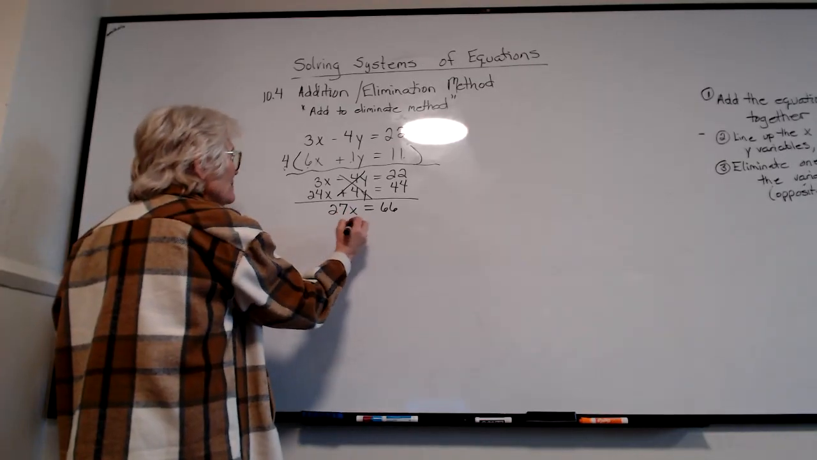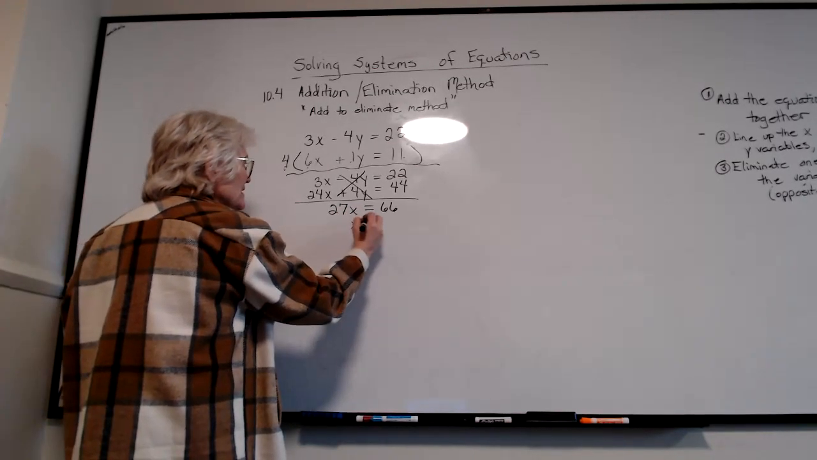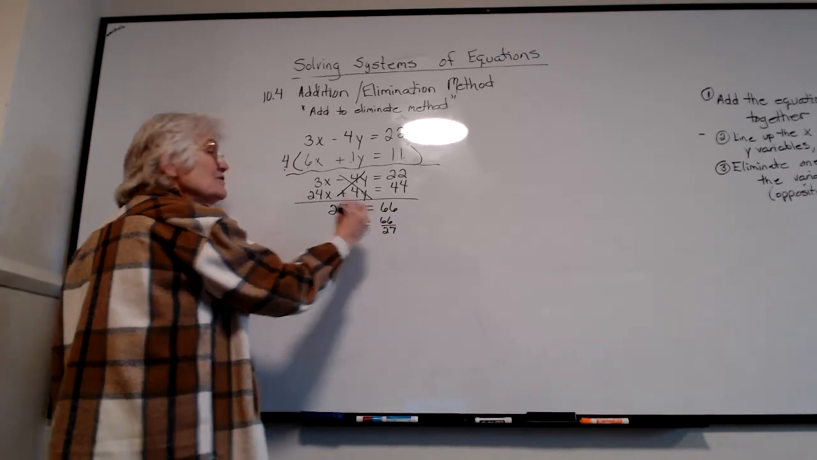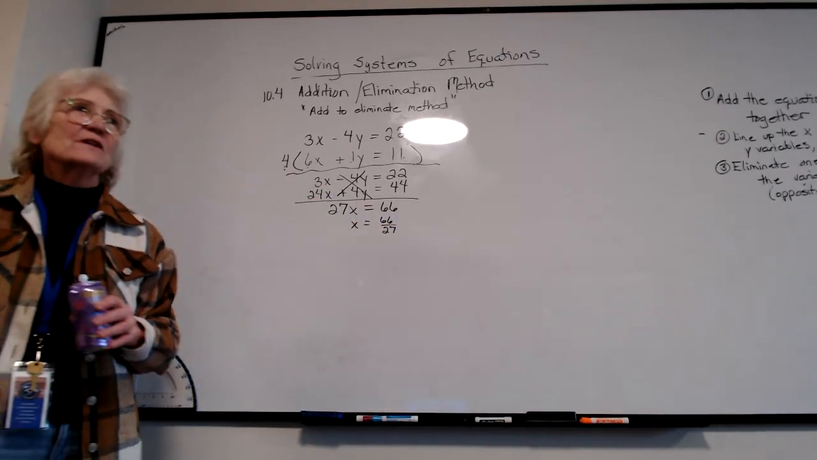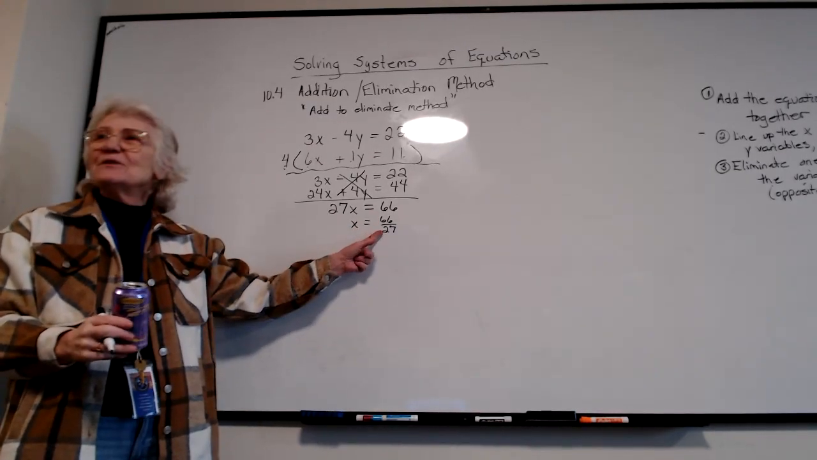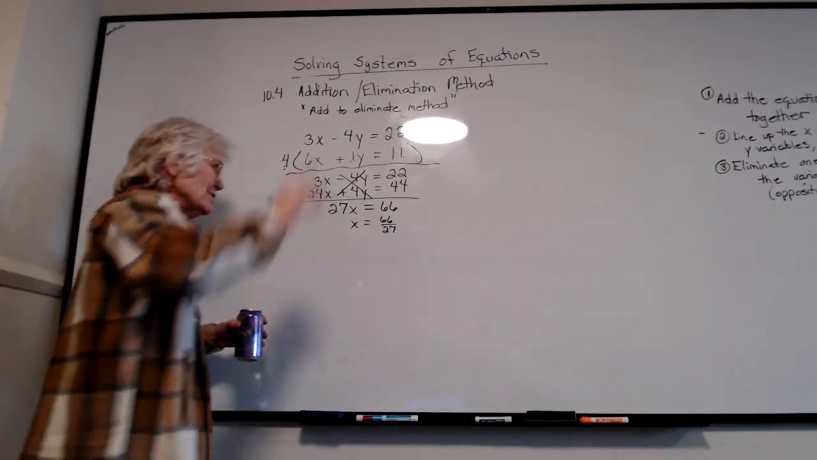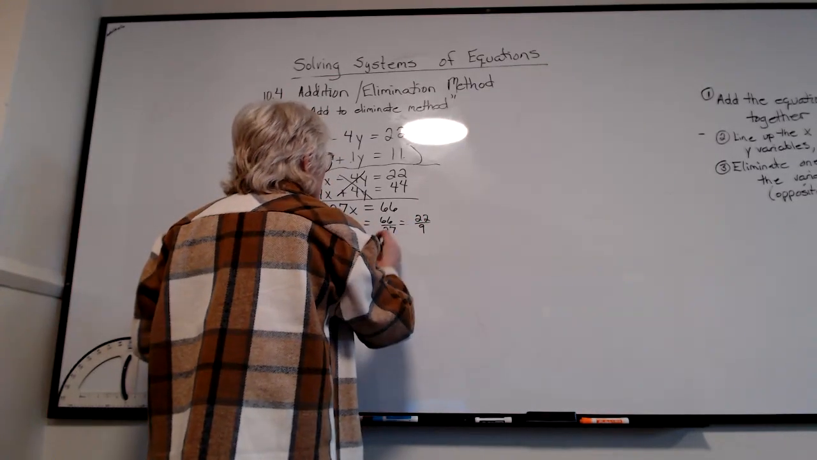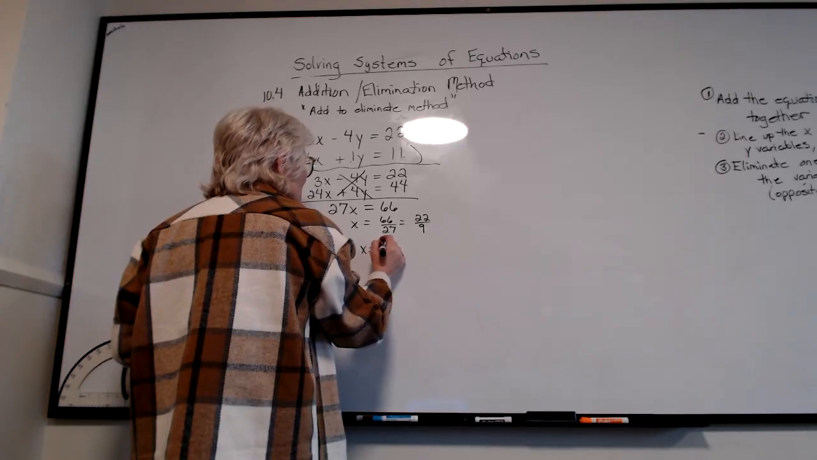Okay, so divide by 27, so I get 66 divided by 27. I do know 3 goes into both of those, correct? Does 3 go into 66? Yeah. Does 3 go into 27? Yes, it does. Okay, 22 ninths. Okay, so x is 22 ninths.